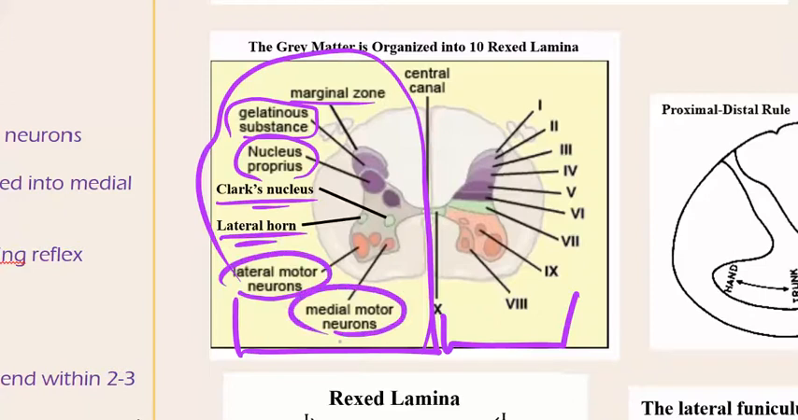You guys think you can remember this? And then on the right side for the functional zone, it's just the Rexed lamina. There's 10 Rexed laminae: Rexed lamina 1, 2, 3, 4, 5, 6, 7, 8, 9, 10. We're going to be considering Rexed lamina 7 and then Rexed lamina 9. So here, these are the Rexed lamina 9.